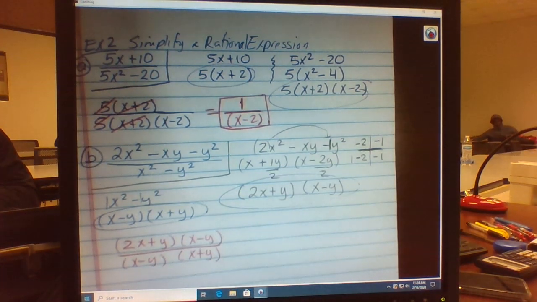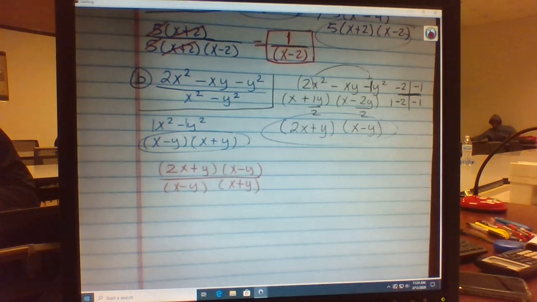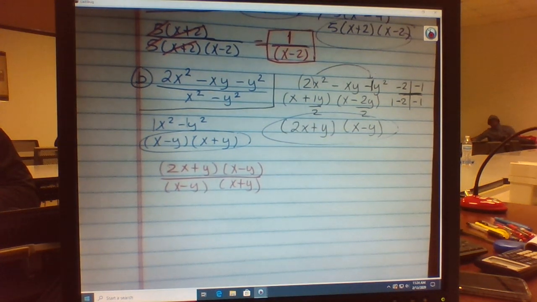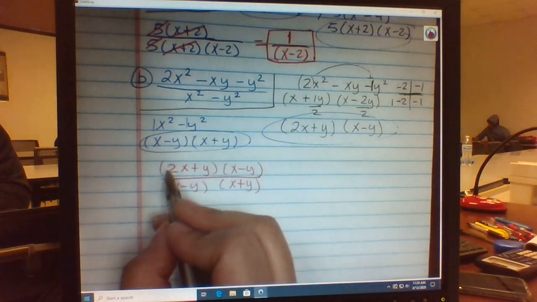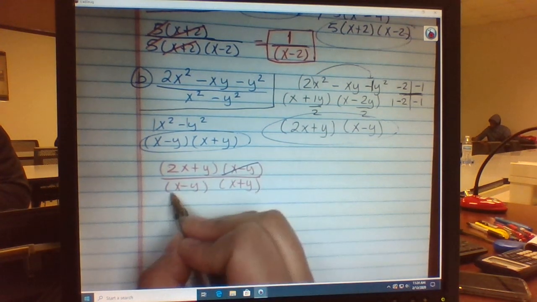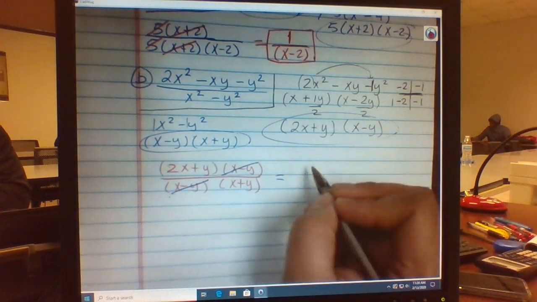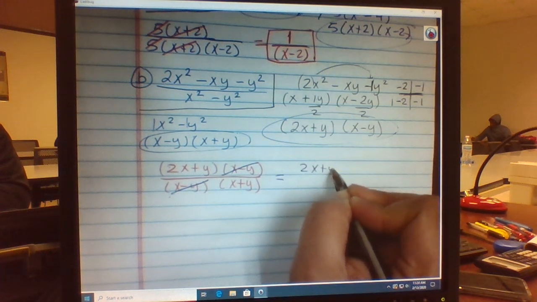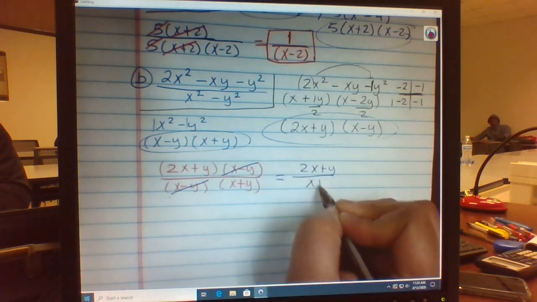So once again, if you have the same thing on top and the same thing in the bottom, you're allowed to cross them out. 2x plus y, nope. x minus y, yes. What's your final answer? 2x plus y over x plus y.